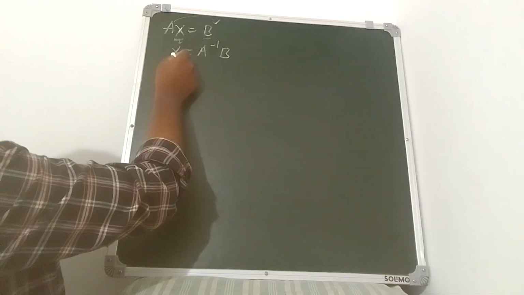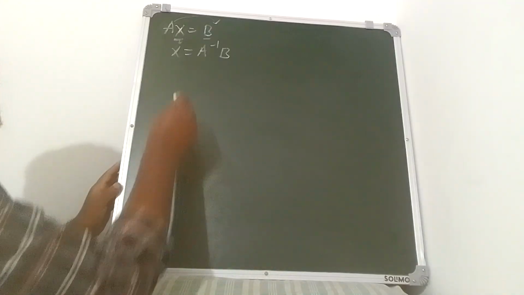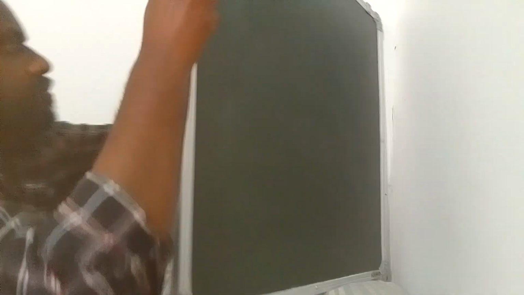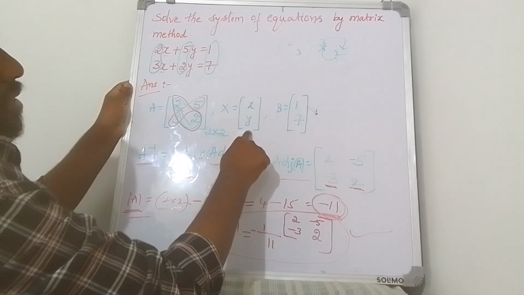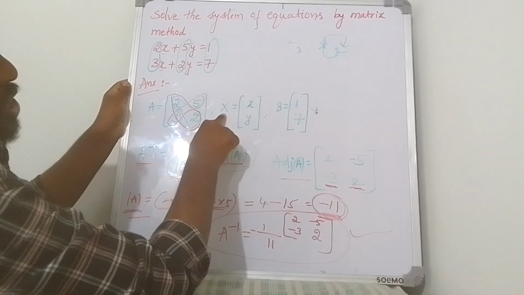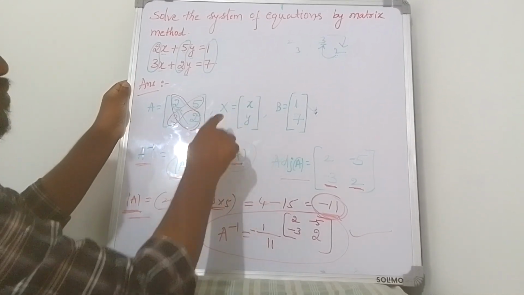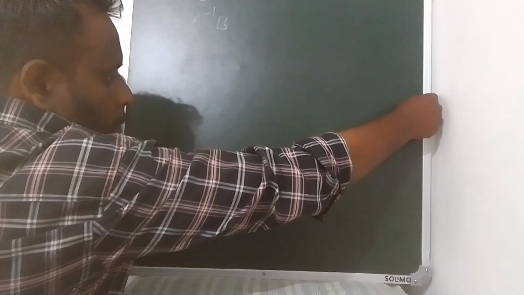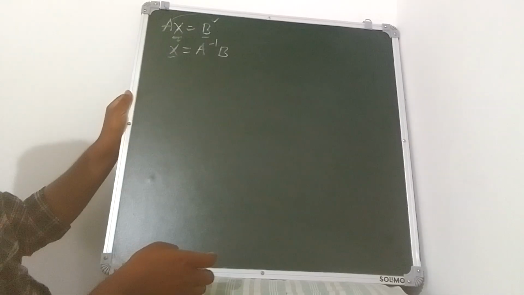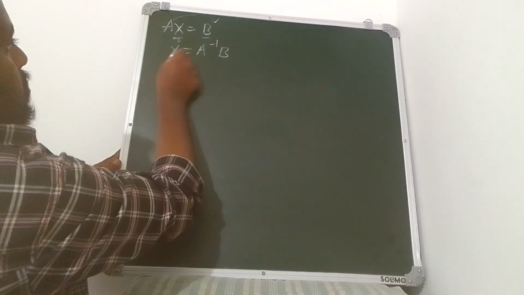We want x and y values, right? Capital X is what? Capital X is x comma y. If you find X, we can find x and y values. So first we need to find X. Now I will keep this here only.